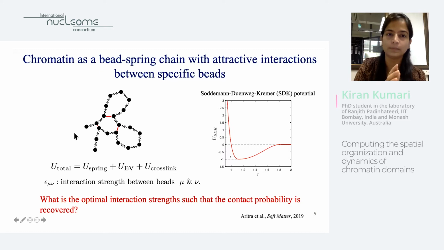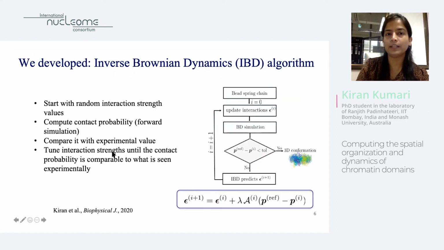Now we have the chromatin polymer, and we need to figure out the interaction strength, epsilon mu nu, the well depth of this potential, which will dictate the attractive strength between chromatin segments for different bead pairs mu and nu. As chromatin is a heterogeneous polymer, these interactions might be different depending upon the bead pair. We need to figure out the optimal interaction strength such that the experimental contact probability can be recovered. To solve this inverse problem, we have developed an inverse Brownian dynamics algorithm, which is as follows.